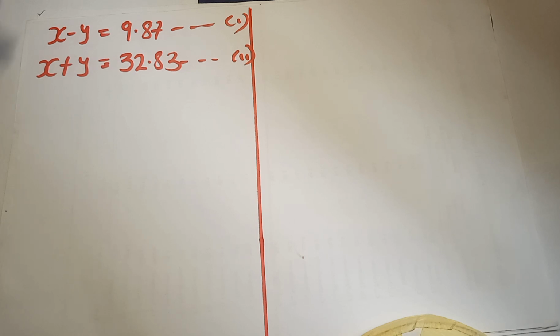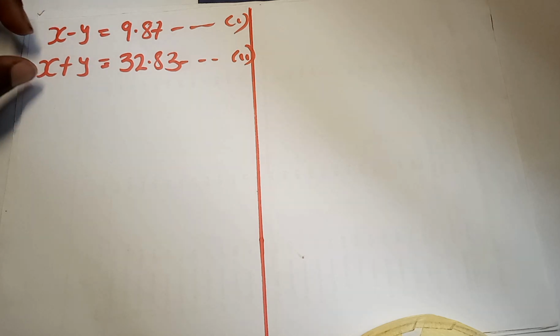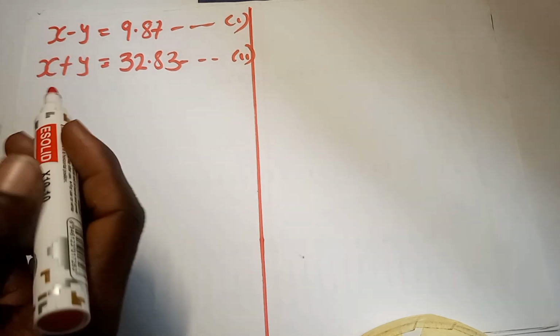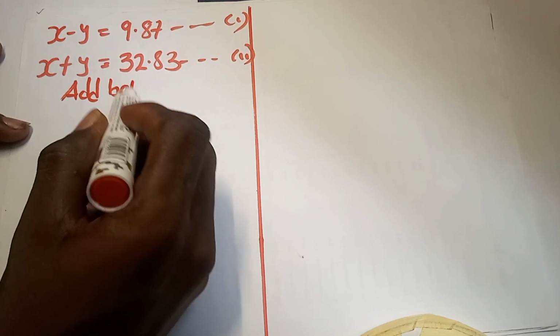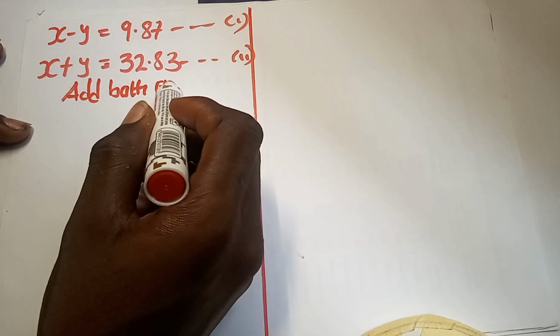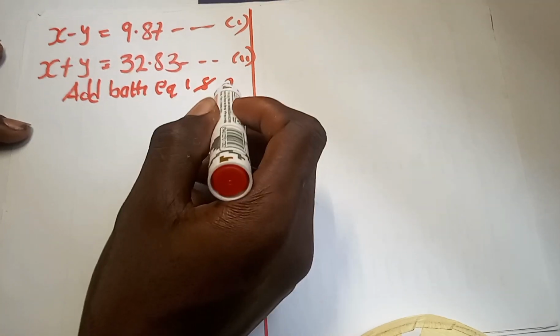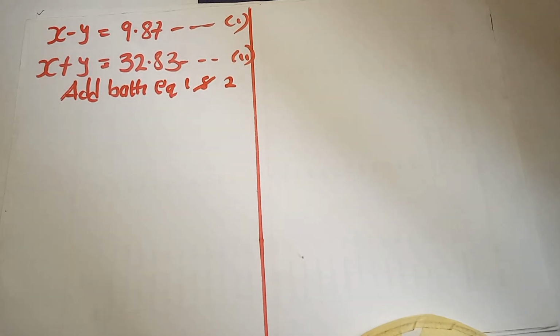Now, if you look at the signs at the front of x and x, they are the same. The signs at the front of y in equation 1 and y in equation 2 are different. So I can easily add up the equations and eliminate my y to get my x. So that's what I'm going to be doing: add both equation 1 and 2 together.